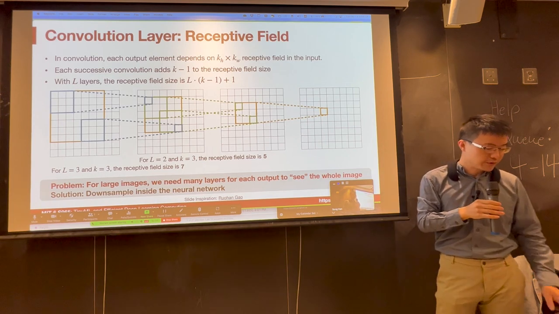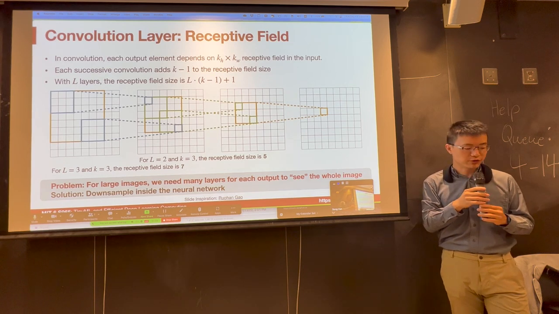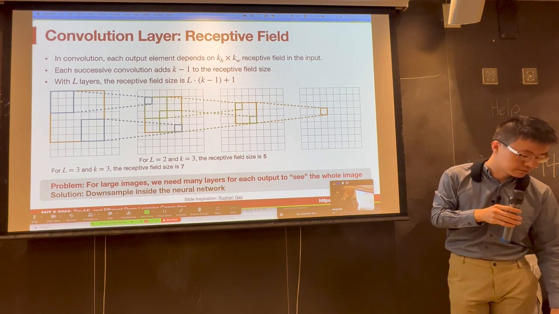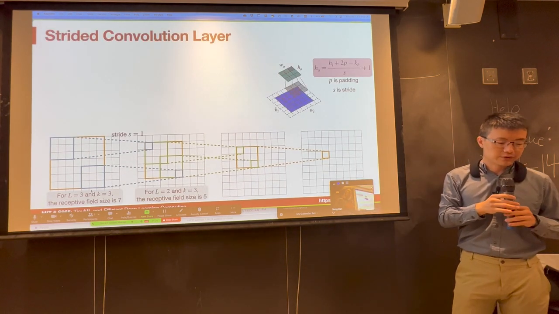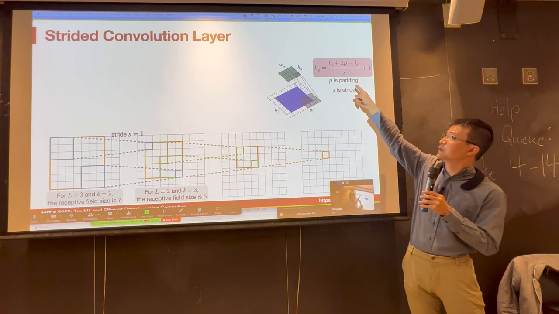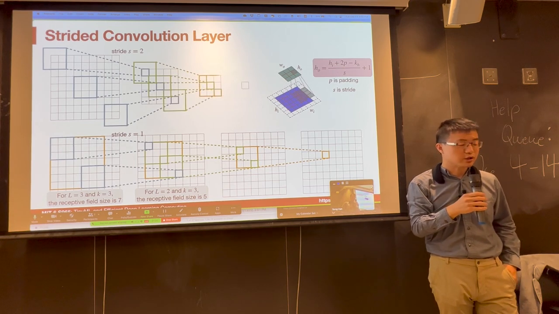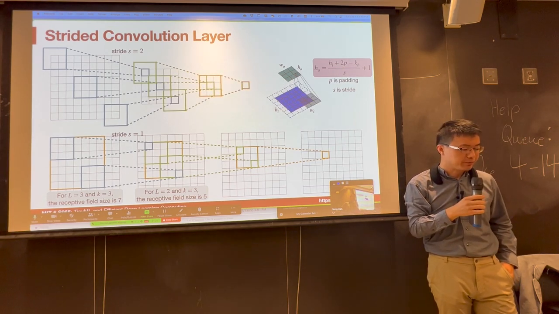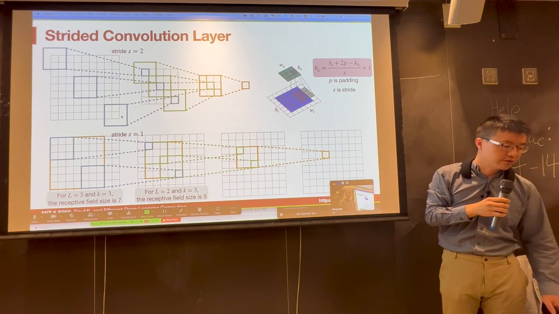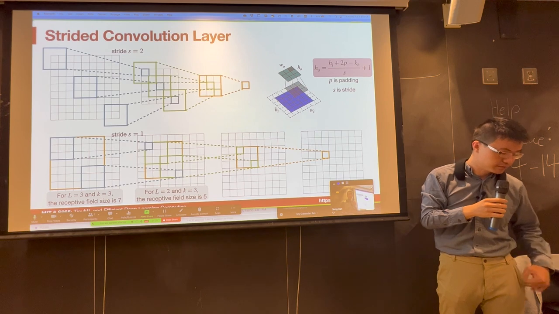So how do we ensure we can have fewer layers, but still see a large receptive field? The idea is to do downsampling inside the neural net. So this is the equation: what is the relationship between the output height and input height with respect to the stride? In this example, we can have a strided convolution layer to increase the receptive field. Again, we have 1, 2, 3 layers, but we are having a strided convolution. Therefore, the receptive field becomes much larger in this case.